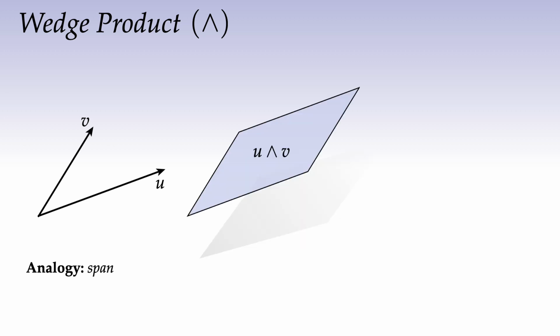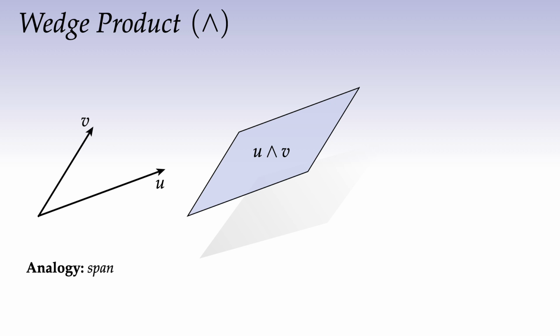Okay. So the wedge product, which is part of exterior algebra, is going to be something like the span, very similar in a way. We start out with a couple vectors, u and v, and rather than a whole plane, they define a little piece of a plane, which we're going to call u wedge v. So u wedge v is the wedge product of u and v.